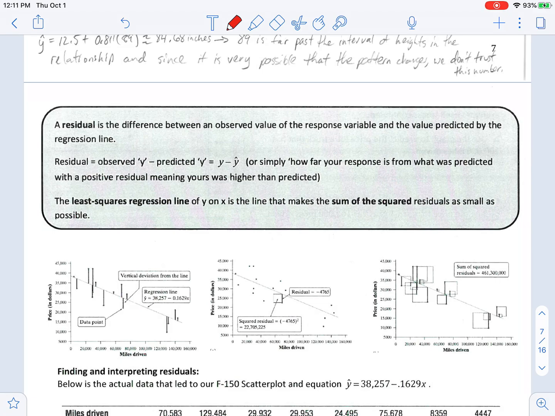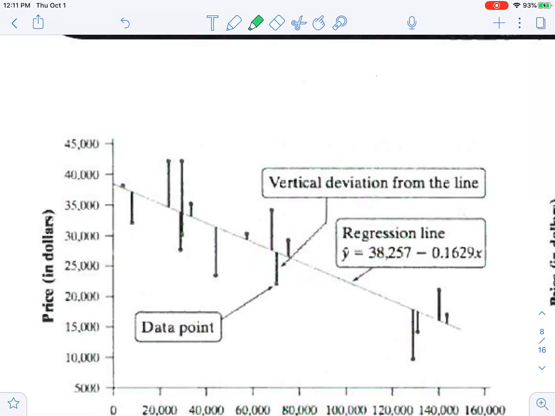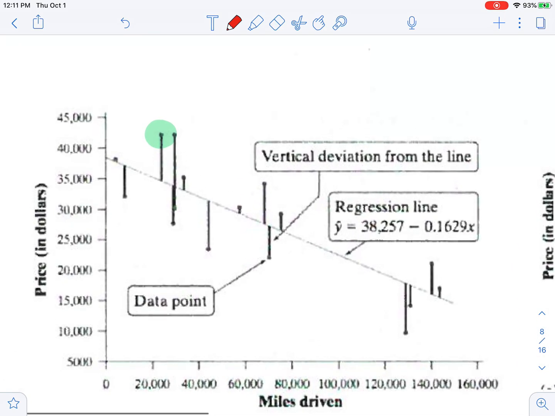A residual is the difference between an observed value of the response variable and the value predicted by the regression line. Okay, that's statistically speaking. Here's what a residual really is. Let's look at this data point right here. This is miles and price, back to the Ford 150 Super Duty, whatever truck it was. This guy right here is an actual truck. We had data, and this was the regression line that we calculated based on the data. Here's what a residual is.